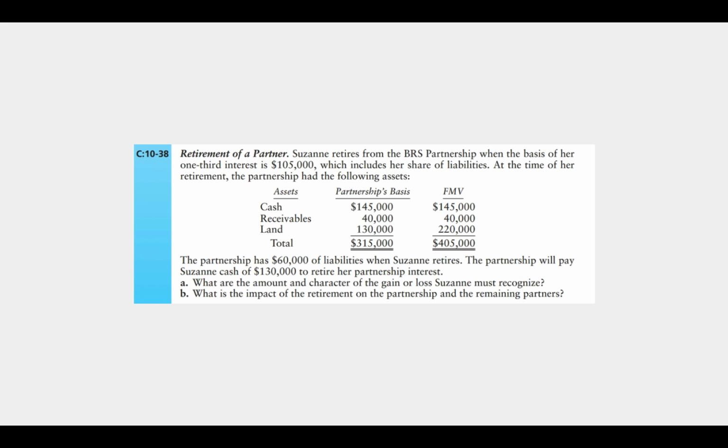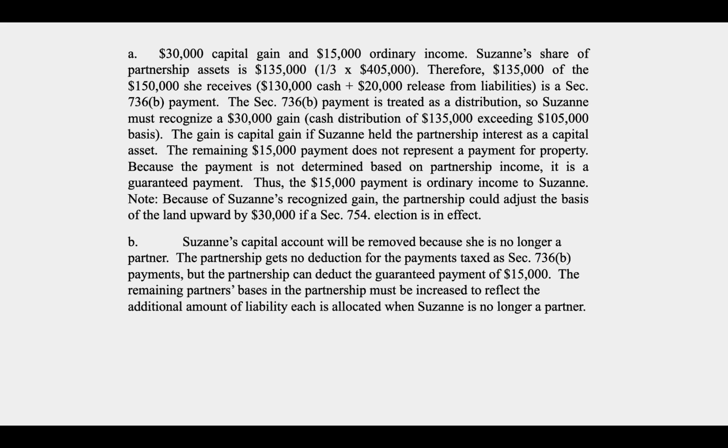All right, now part B. What's the impact of the retirement on the partnership and the remaining partners? She will no longer have a capital account because she's not a partner. The partnership will get no deduction for these payments, but it does get a deduction for the guaranteed payment. And then the remaining partners' basis in the partnership is increased to reflect the additional amount of liability each is allocated when Suzanne is no longer a partner. Because they didn't pay off the liability, they still have it. It's just not Suzanne's obligation anymore.